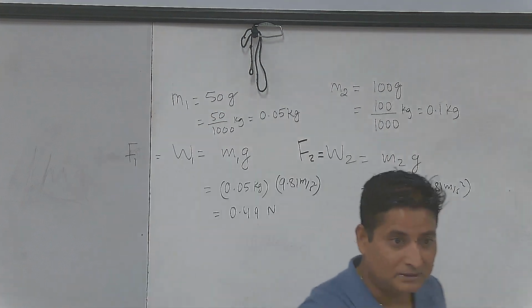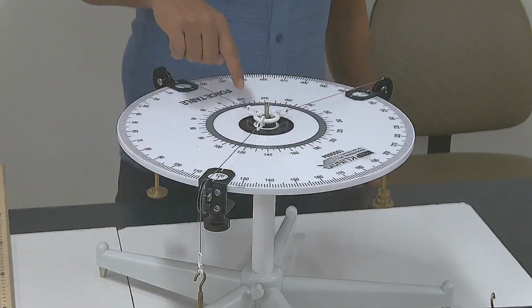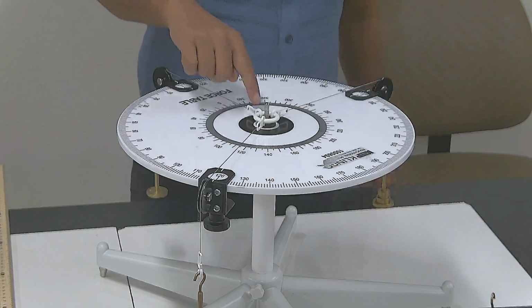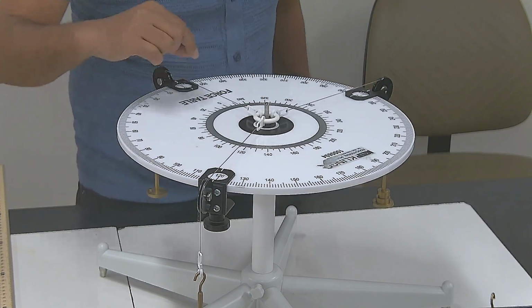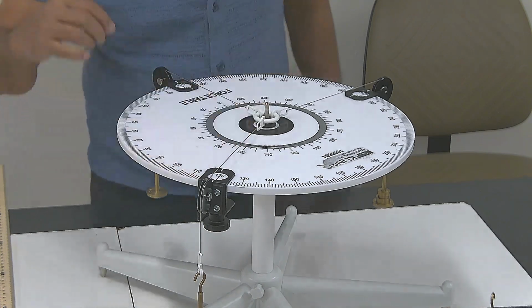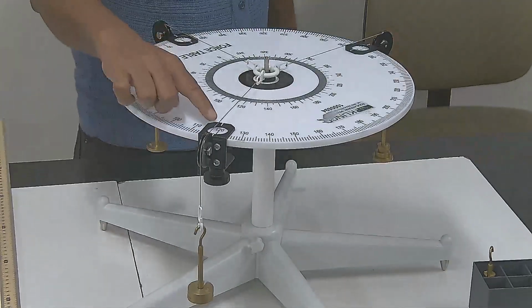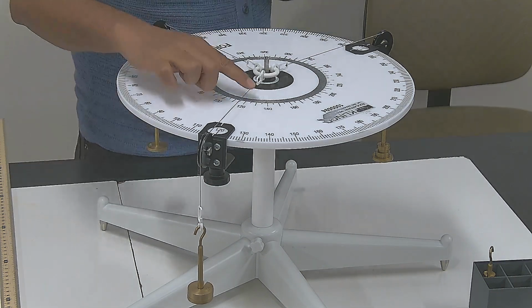So here you can see back on the force table, string 1 will be pulling this with 0.49 newtons at 0 degrees, and then string 2 will be pulling this with 0.98 newtons at 120 degrees. So our job is to find out the total force applied.